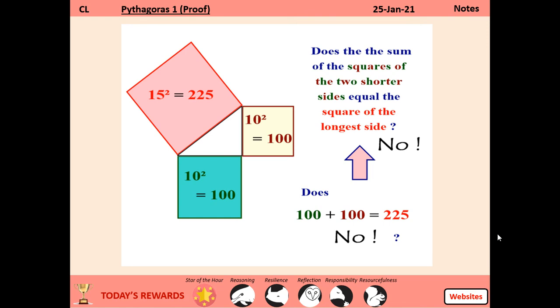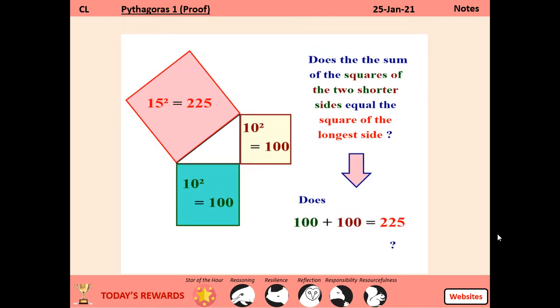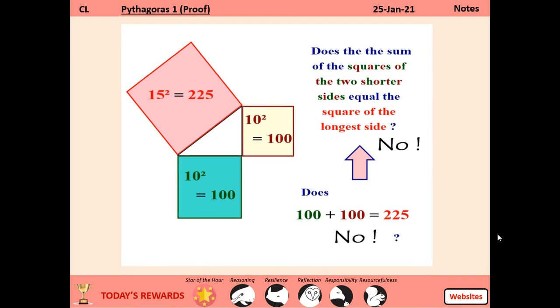Okay, so the first step you need to do is just work out the squares. Work out the area of all three squares. If the area of the two smaller squares equals the area of the bigger square, then that means it's a right angle. In this case here, 100 plus 100 is not equal to 225, and therefore it is not a right angle triangle.